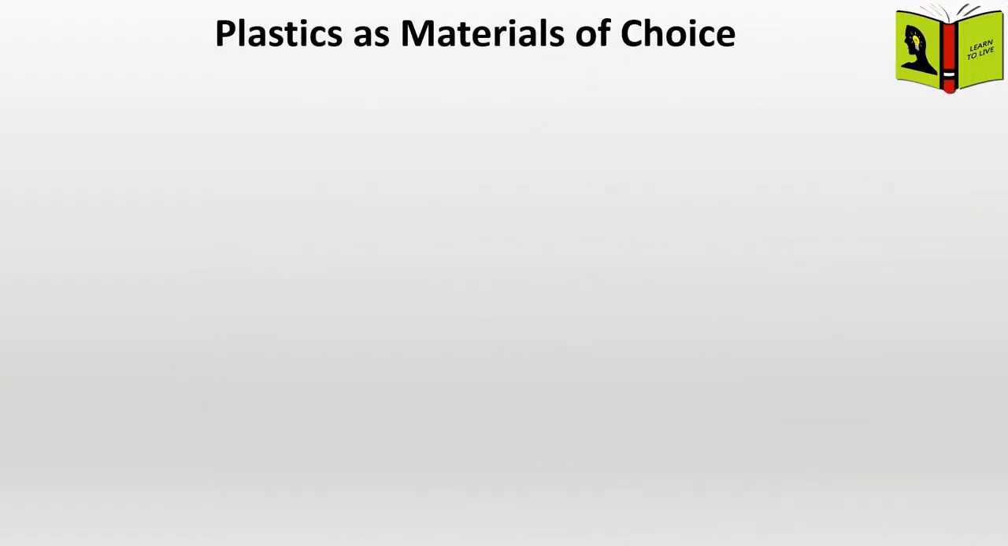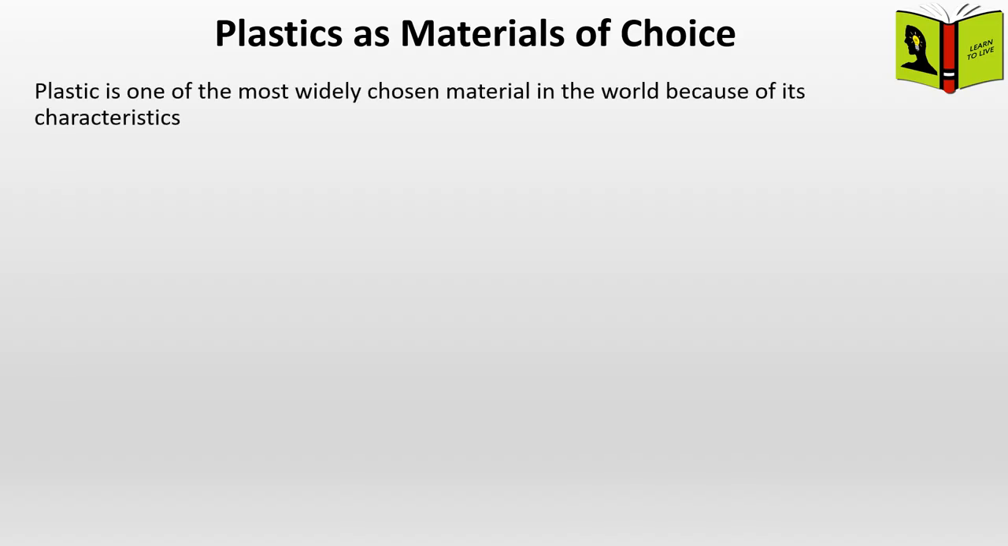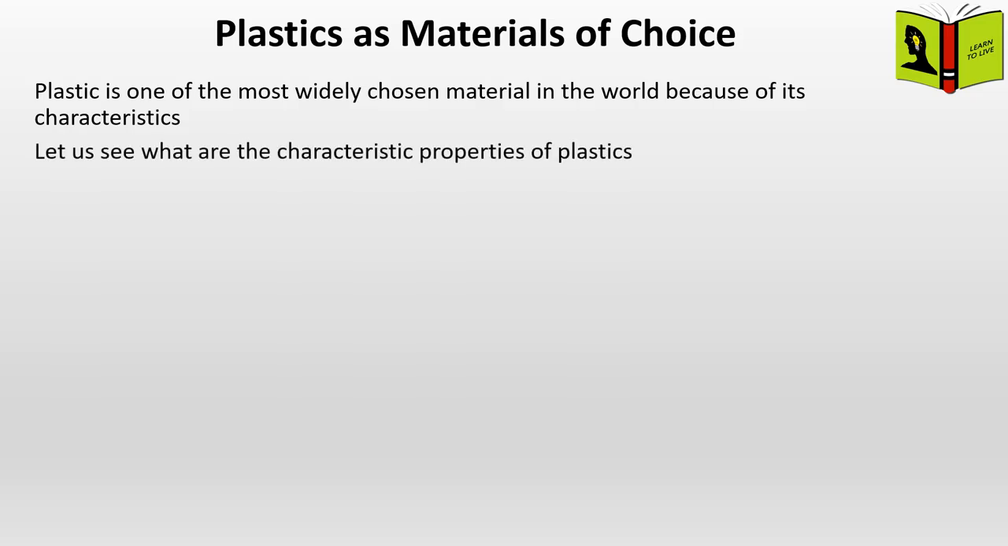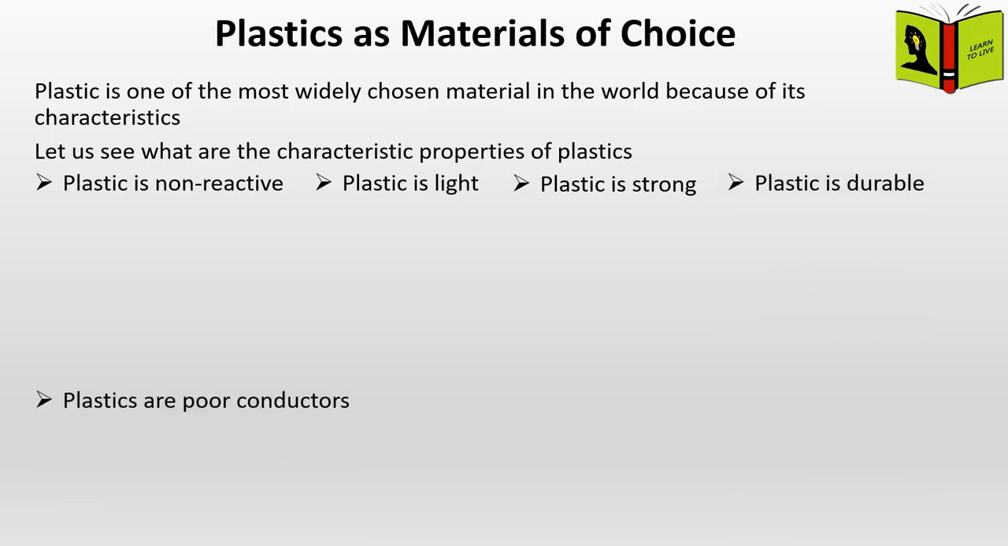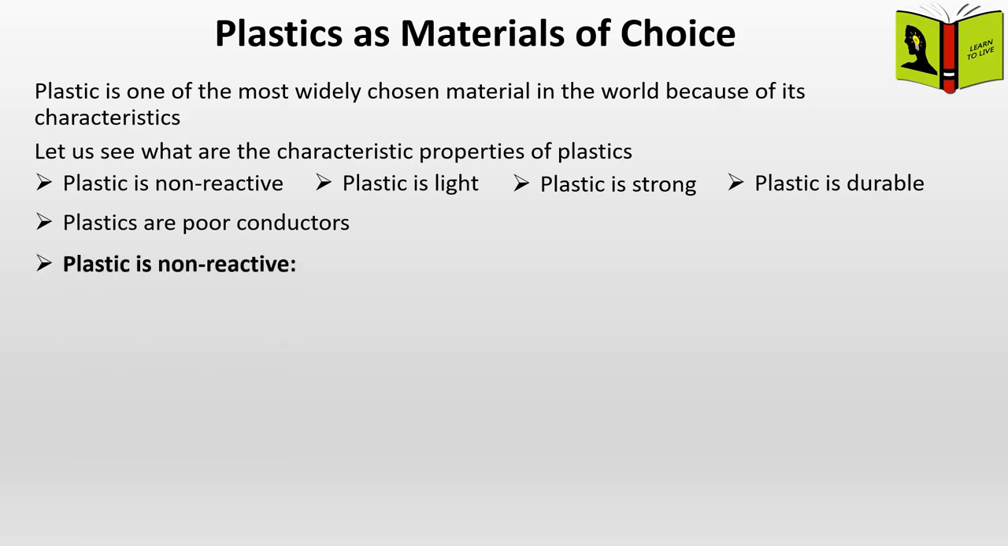Plastics as materials of choice. Plastic is one of the most widely chosen materials in the world because of its characteristics. Let us see what are the characteristic properties of plastics. Plastic is non-reactive. Plastic is light. Plastic is strong. Plastic is durable. Plastics are poor conductors.